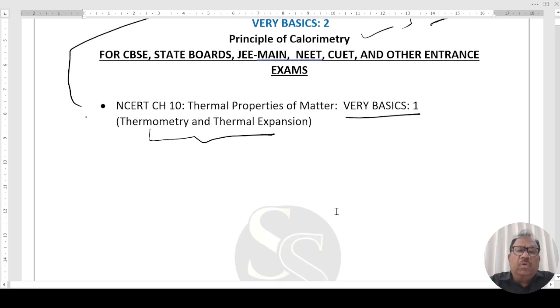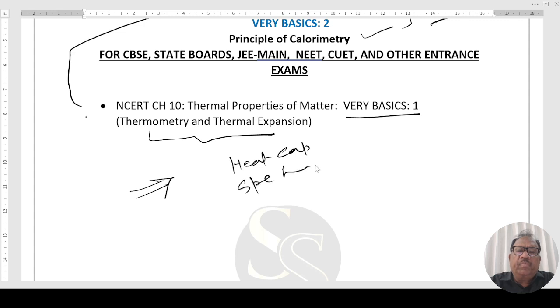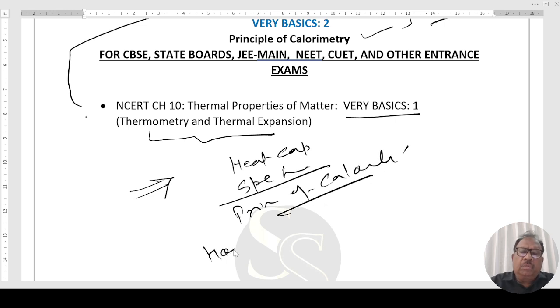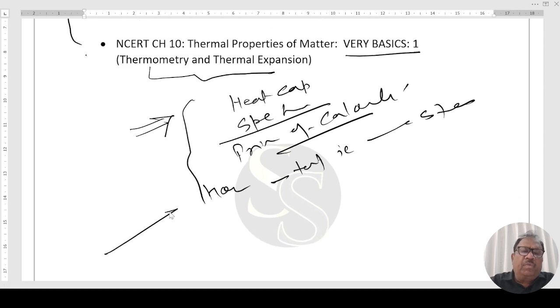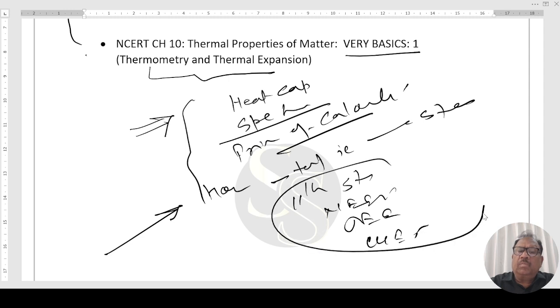In today's session, we are going to discuss what is heat capacity, what is specific heat capacity, what is the principle of calorimetry, how to convert minus temperature ice to steam, and other illustrations, which are going to be very important for 11th standard, NEET exam, JEE, CUET, and other entrance examinations.